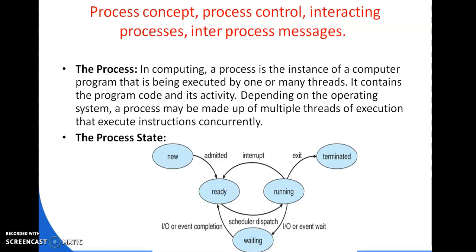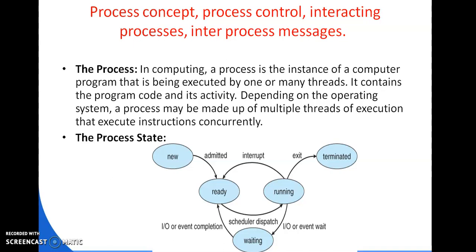Next is the running state. One of the processes from the ready state will be chosen by the operating system depending upon the scheduling algorithm. Hence, if we have only one CPU in our system, the number of running processes at a particular time will always be one. If we have n processors, then we can have n processes running simultaneously. That is the running state.